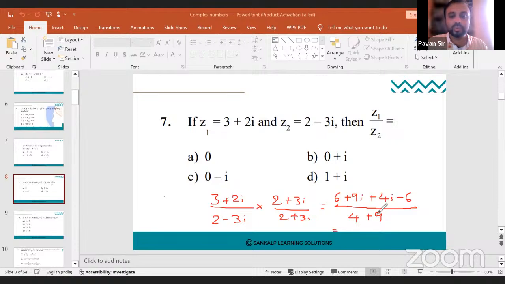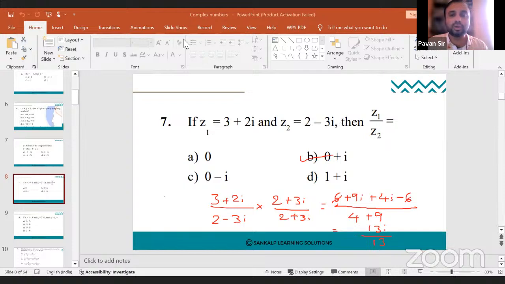Okay, so it will become plus 6 minus 6 got cancelled. It is 13i by 13. So what is the answer? It is nothing but 0 plus i. Option B is the correct one.